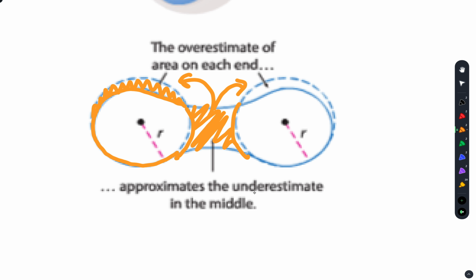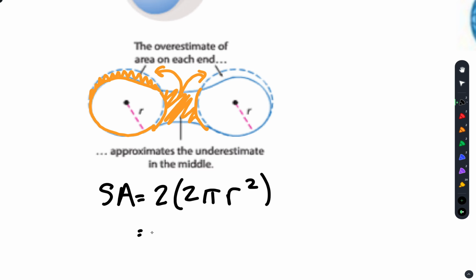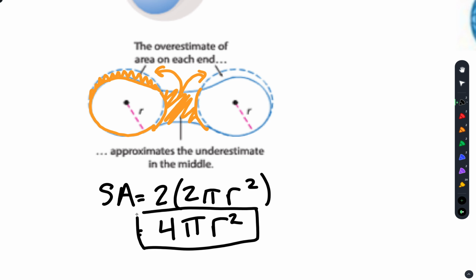And I have two pieces of that leather. So if I have two pieces of leather, and each piece represents about two circles, then the formula for the surface area of a sphere is 2 times 2 times the area of a circle, pi r squared. So the surface area of a sphere formula is 4 pi r squared. All good? That's about it for surface area.